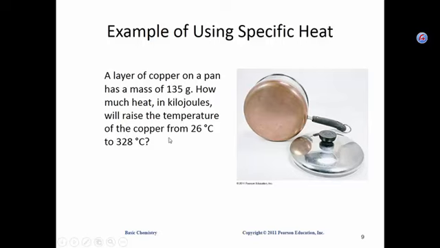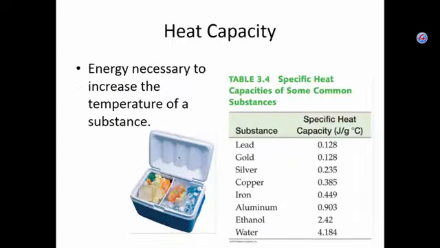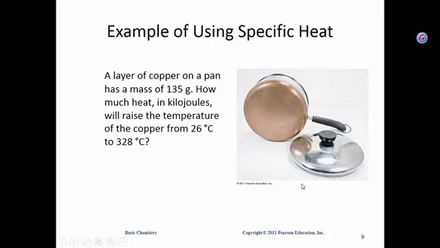The other thing we would need to know is the heat capacity, and we're not given the heat capacity in the question. So what we would need to do is go back to this table and look for copper, and we see copper has a specific heat capacity of 0.385 joules per gram degree Celsius. So we would have to go look that up on the table if it's not provided. Okay, so let's see how we solve this problem.